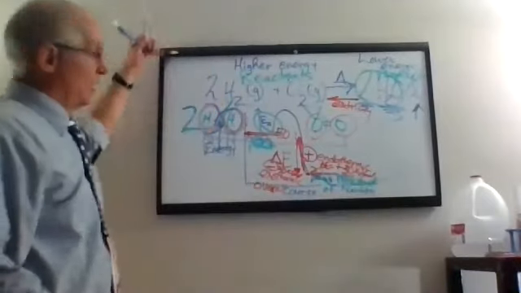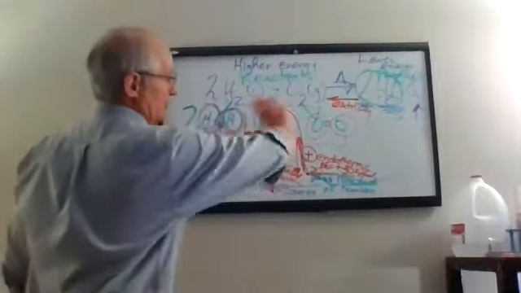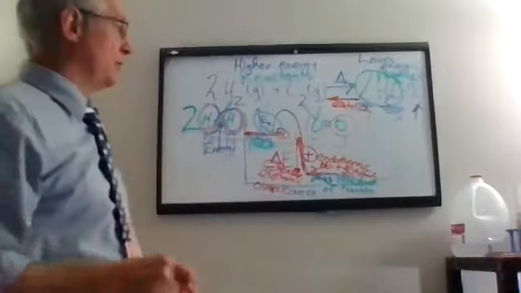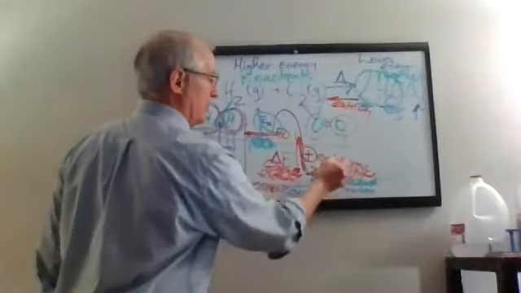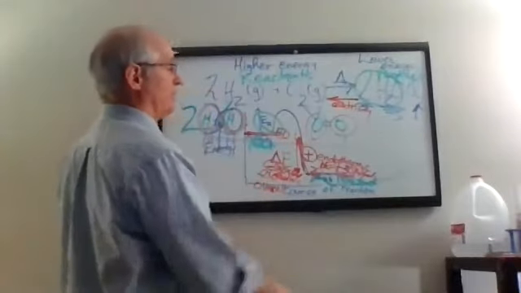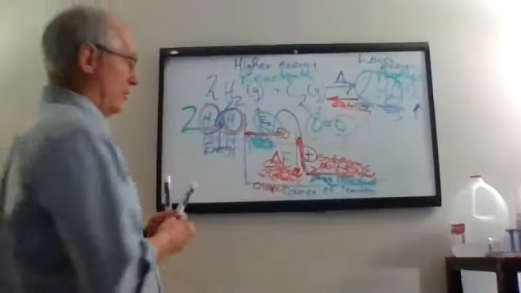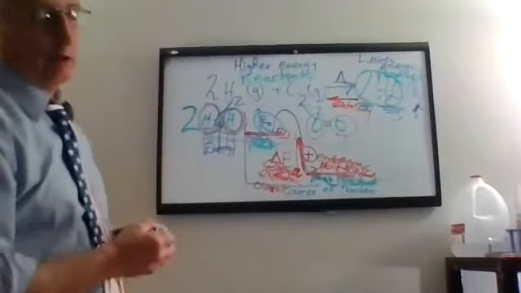What are you telling me? I'm telling you that delta E on these equations, whether you're running it forward or whether you're running it backward, is always going to be the same. In this case, it's 30. In this case, it's 30. Forward is 30 negative. Backward is 30 positive. Forward is exothermic overall. Backward is endothermic overall.